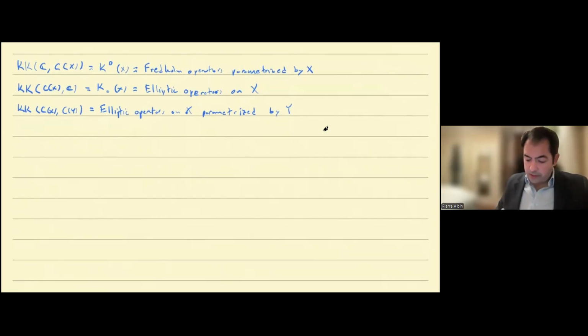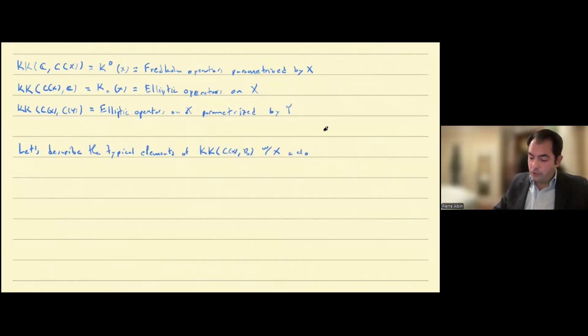So because the definition of the KK groups is a bit of a mouthful, let's do it in parts. So let's describe the typical elements of, say, KK where we have C(X) and then B, with X a closed manifold and B unital. The usual assumptions for A and B is that the first entry should be separable, and the second one you want it to be, say, sigma-unital.